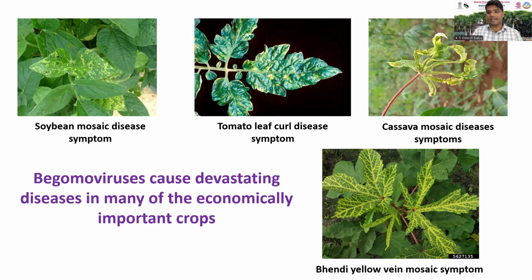The fourth one, the right bottom photograph, shows the symptom in the bhendi plant. Ladies' fingers, everyone knows about ladies' fingers. It is a nutritious and tasty vegetable. This plant is infected by a specific begomovirus called bhendi yellow vein mosaic virus. And this virus produces a specific vein clearing symptom, and this makes a mosaic pattern in the leaf.